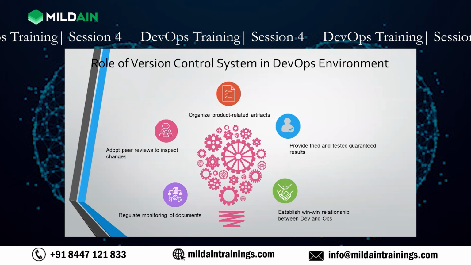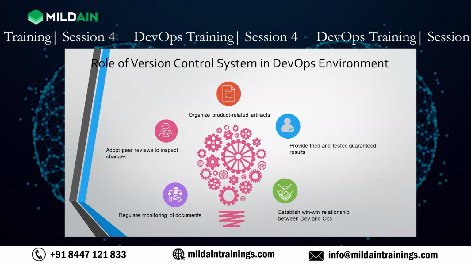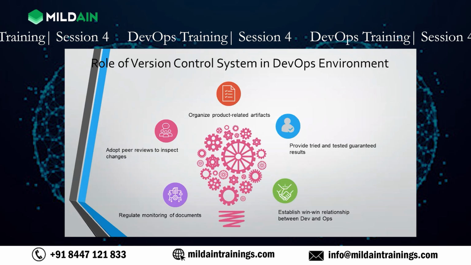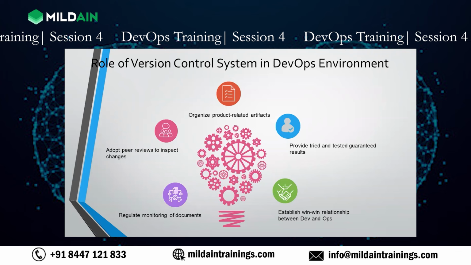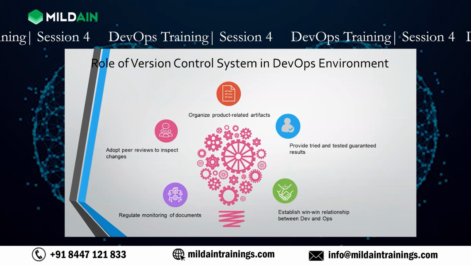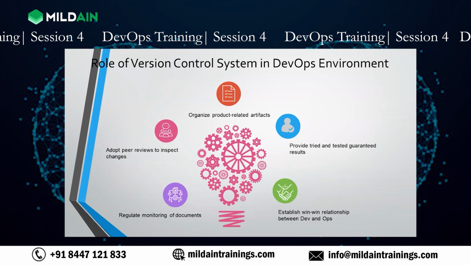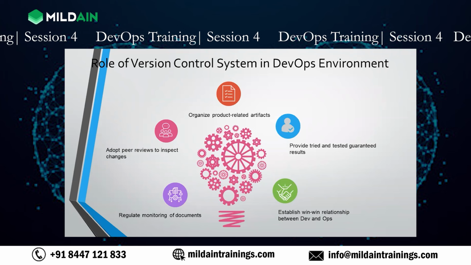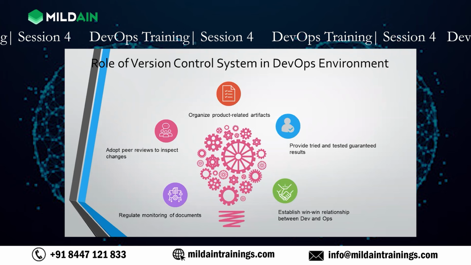So there is a win-win relationship between dev and ops, and it is even a tried and tested, guaranteed result. Yes, monitoring is also being done. All these things help in version control, because whenever a CI tool initiates a build, it takes out the latest version.